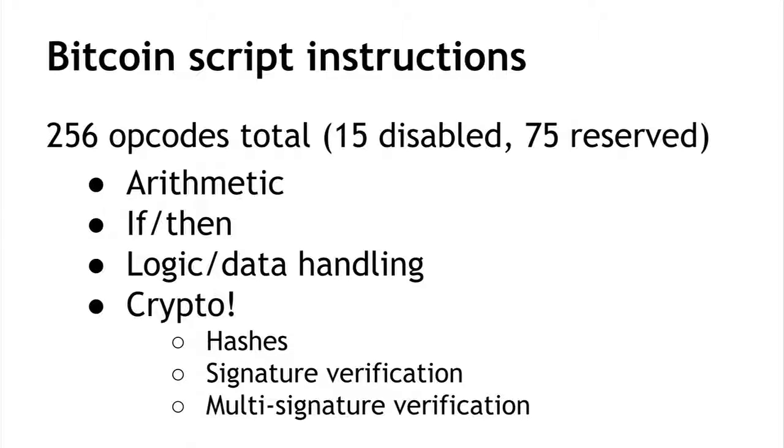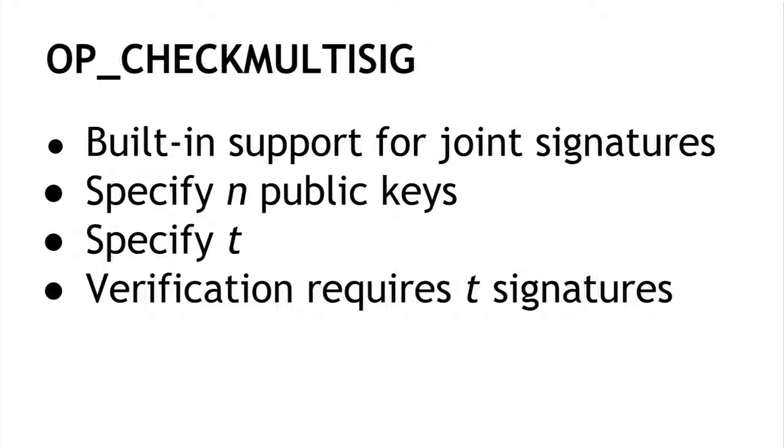There's a lot of the basic instructions that you'd expect in any programming language. There's basic arithmetic, basic logic like if and then, throwing errors, not throwing errors, returning early. And finally, there are crypto instructions, like I said. So there are hash functions, instructions for signature verification, and there's a special, very important instruction for multi-signature verification. That's called check multisig.